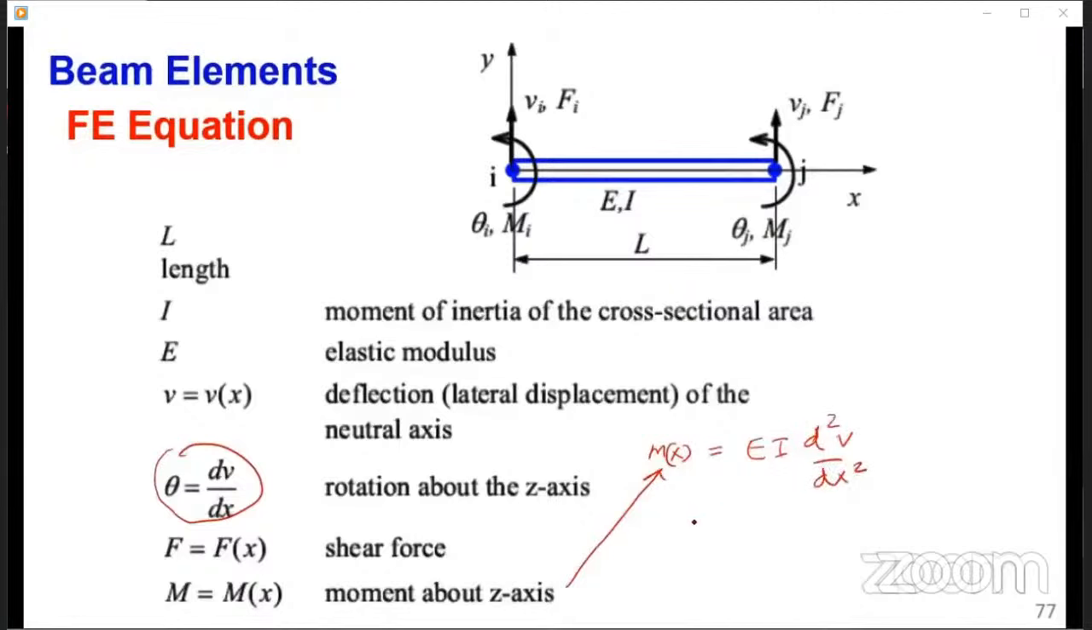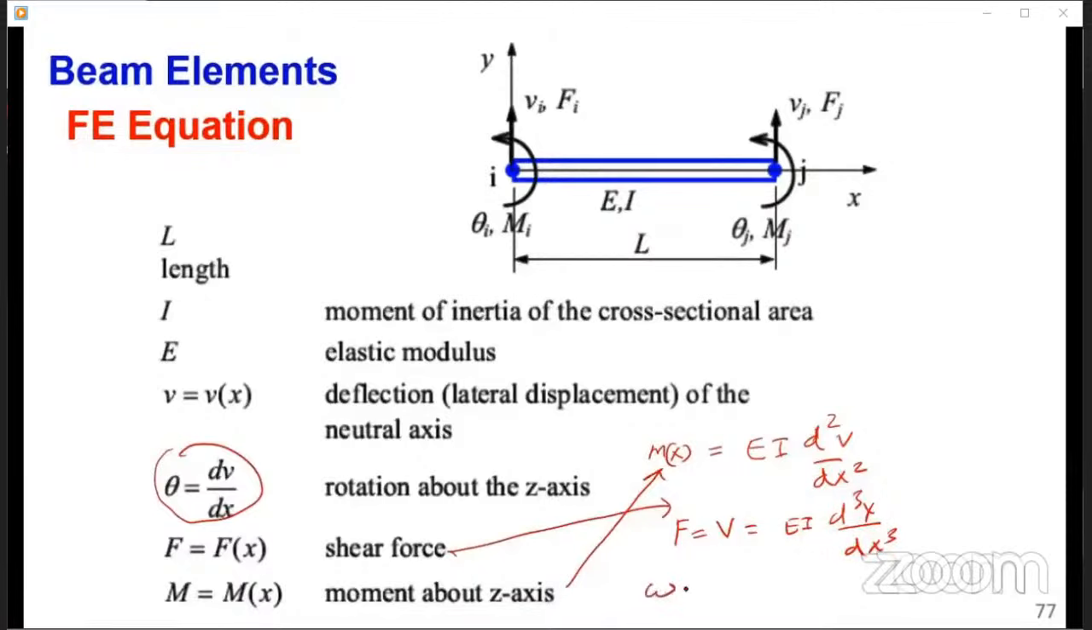When you come to the shear force, which are these forces here, this V, capital V, is equal to EI d cubed x over dx cubed. And you can go on so forth. And then they apply load.